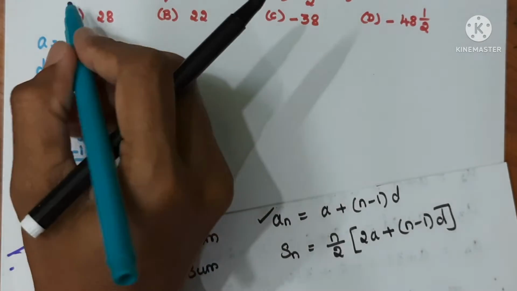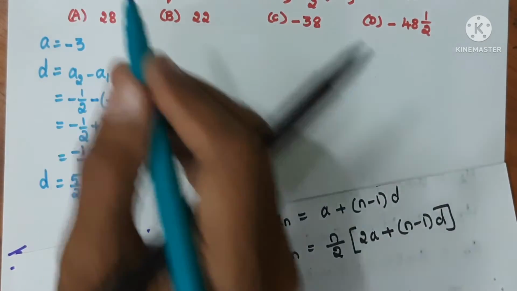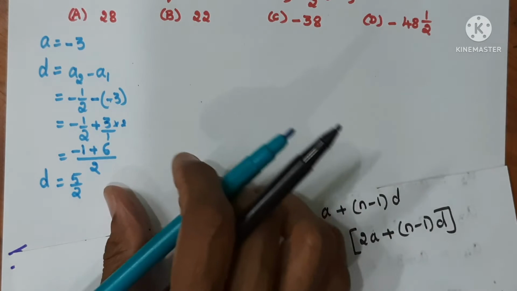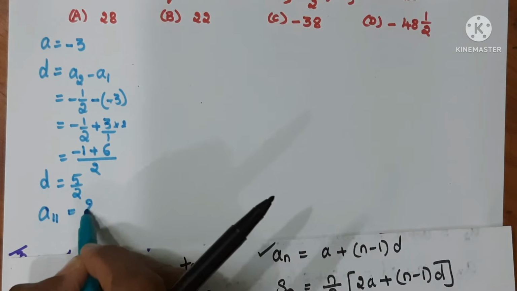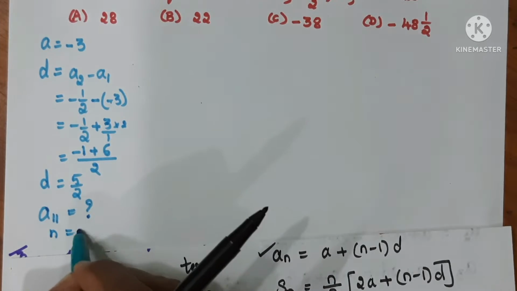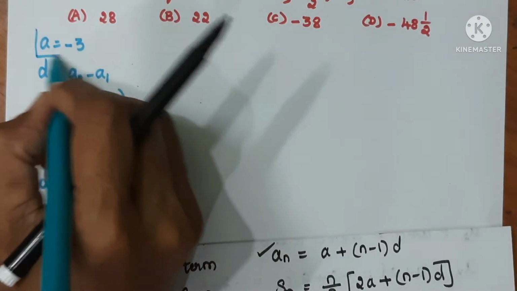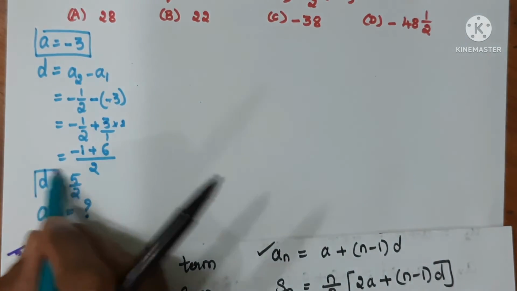And also, since they have asked the 11th term, we have to find a11, and the n value will be equal to 11. All these values we have to substitute in the formula.